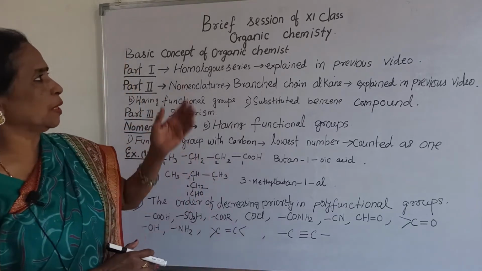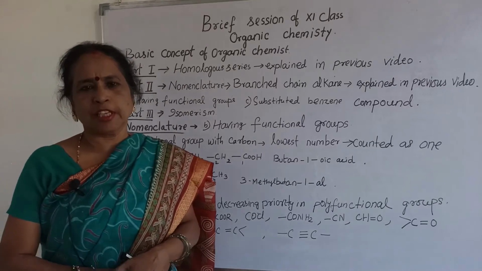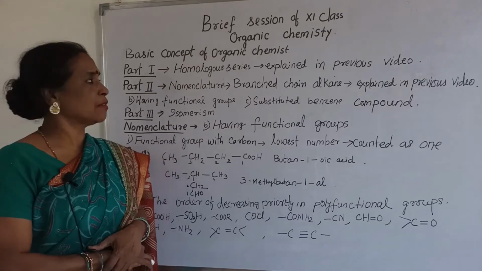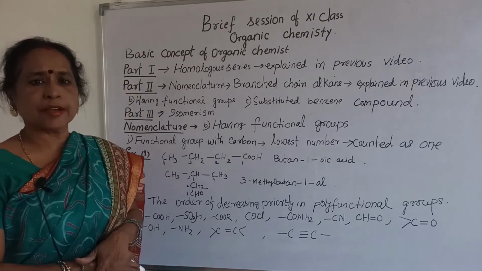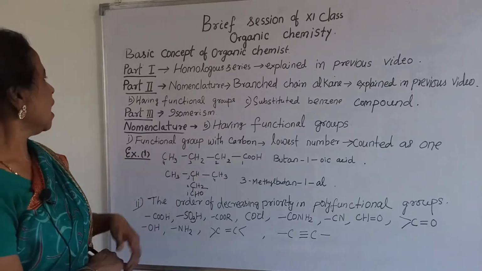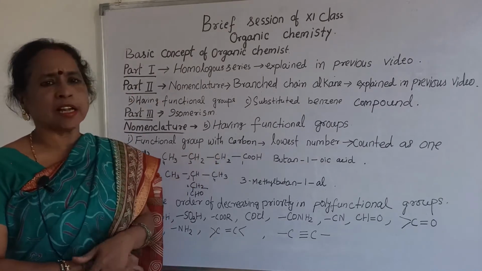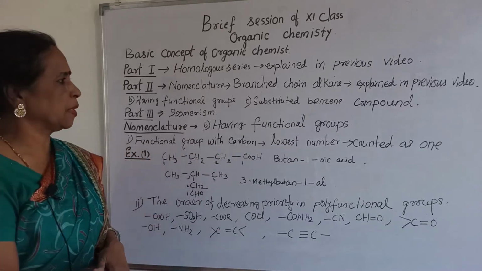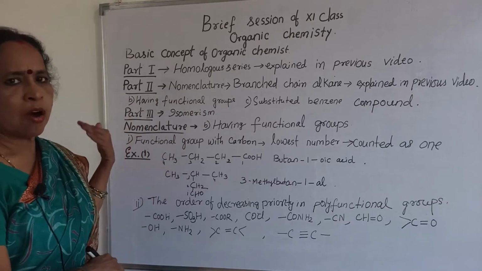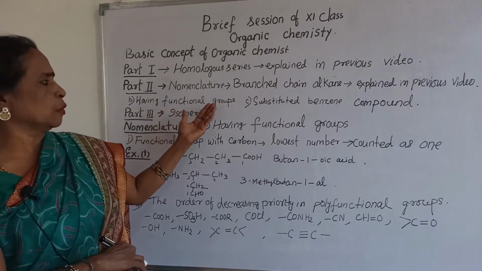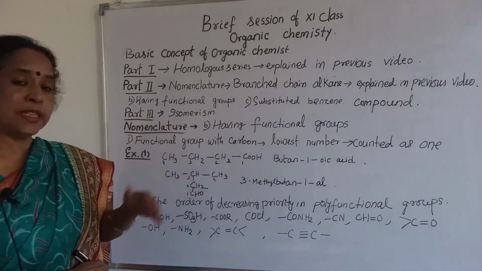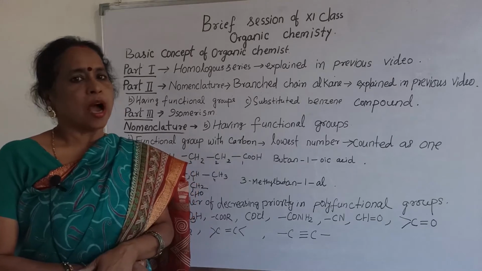Now I will continue the brief session of 11th class organic chemistry, which is totally based on the CBSE syllabus. In this brief session of organic chemistry, under basic concepts, part 1, homologous series, was already explained in my previous video, and part 2, nomenclature of branched chain alkanes, was also explained in my previous video. Now I will start nomenclature of compounds having a functional group, and substituted benzene compounds. Part 3, isomerism, I will explain in a coming video.